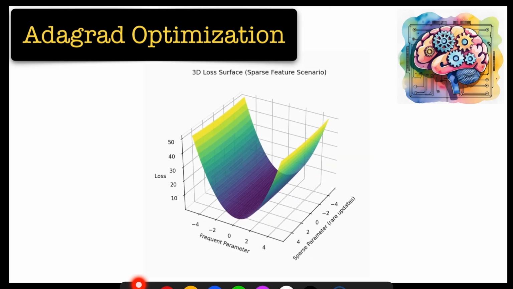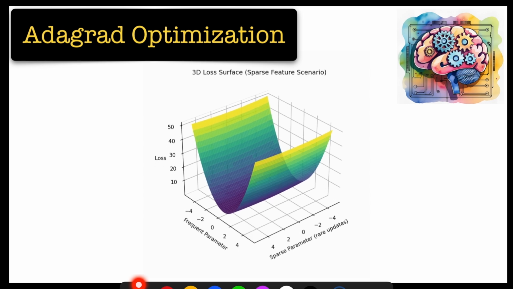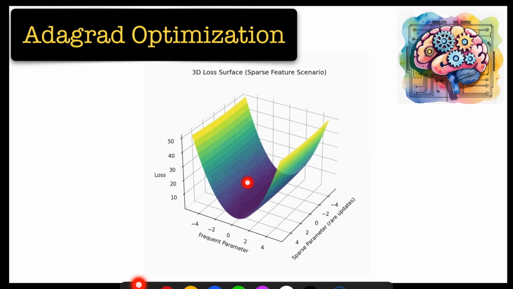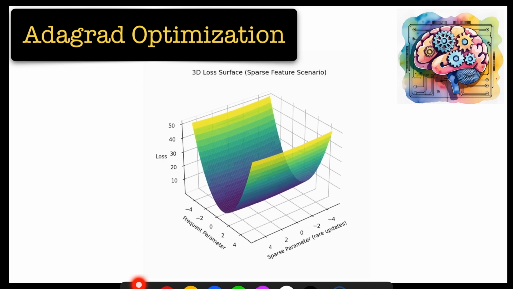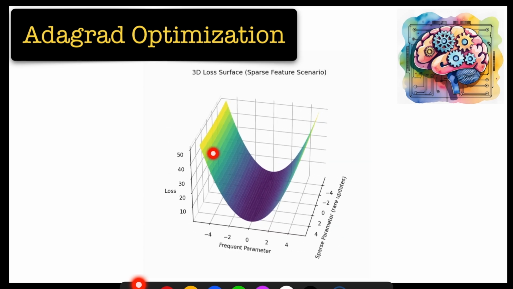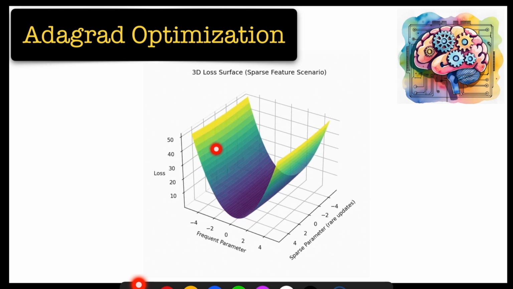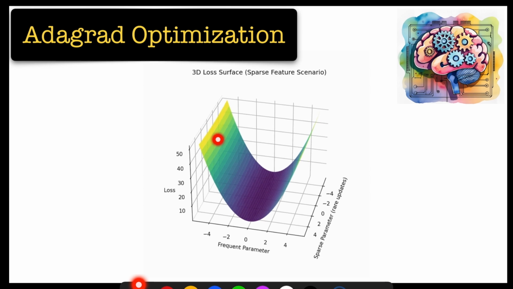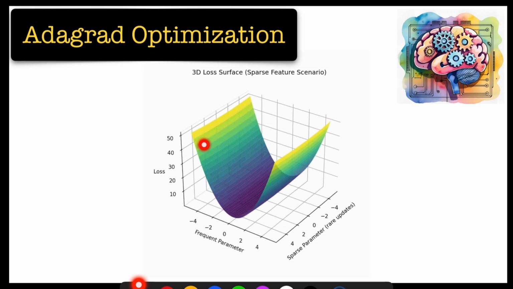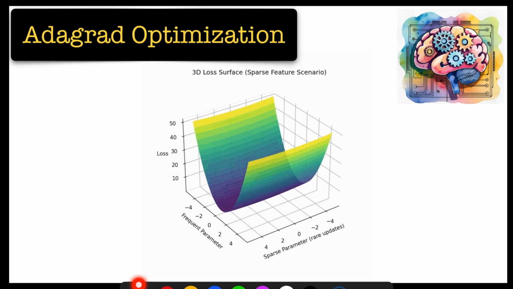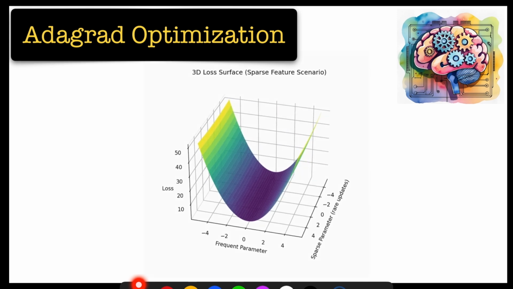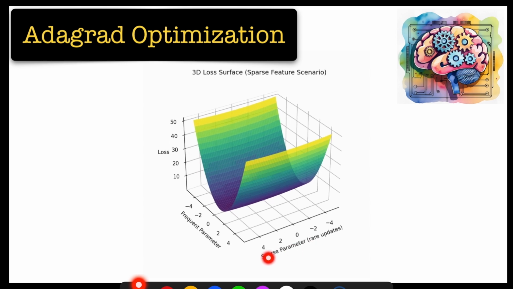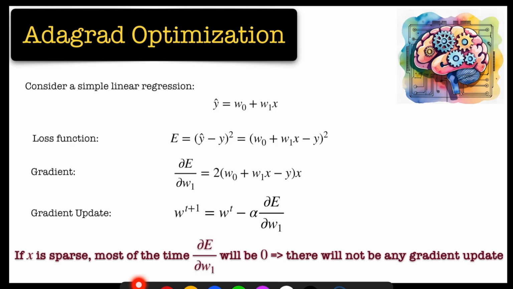Let's see this 3D loss graph here. In this direction we are moving towards the minimum, but in this direction there is not much change. If you start from here, you will move in this direction, but along the other direction there is not much change. So this is the frequent parameter side and this is the sparse parameter side.